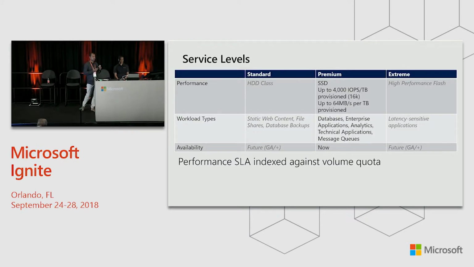The premium service level is great for business critical applications, databases, analytics. In and around GA we will deliver an additional higher performance level, extreme, which is likely going to be 2x the throughput you get from the premium service level. And at the same time, we'll also enable the standard service level, which is lower in throughput and is great for workloads that do not require as much throughput or IOPS.